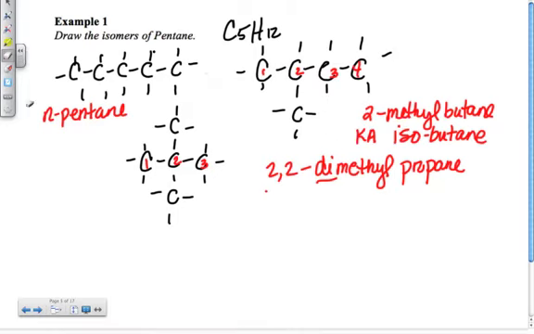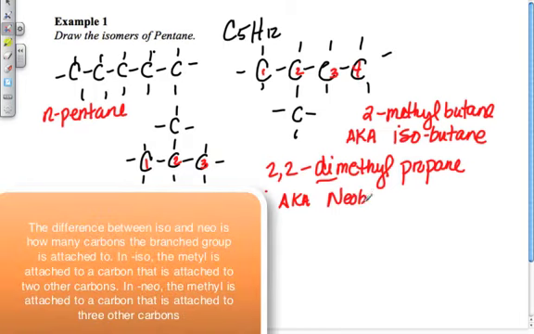I have a triangle. This is also known as neobutane.